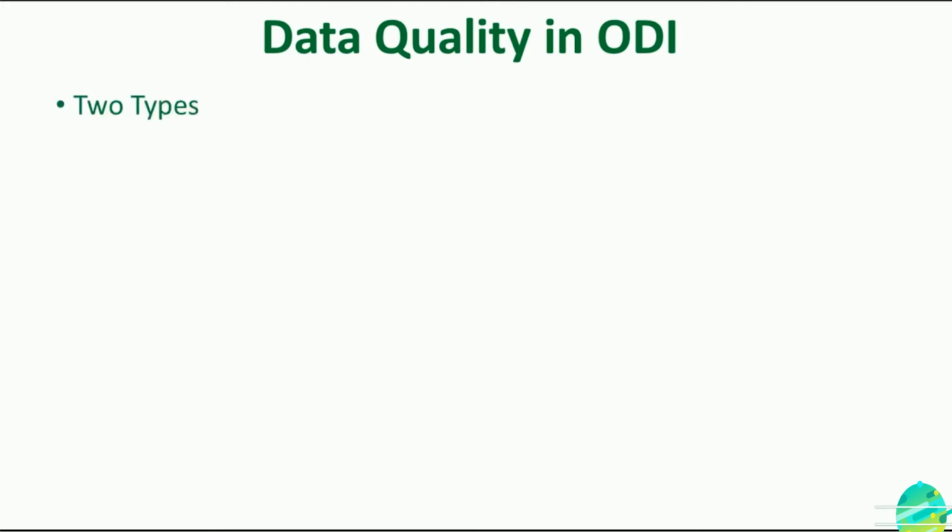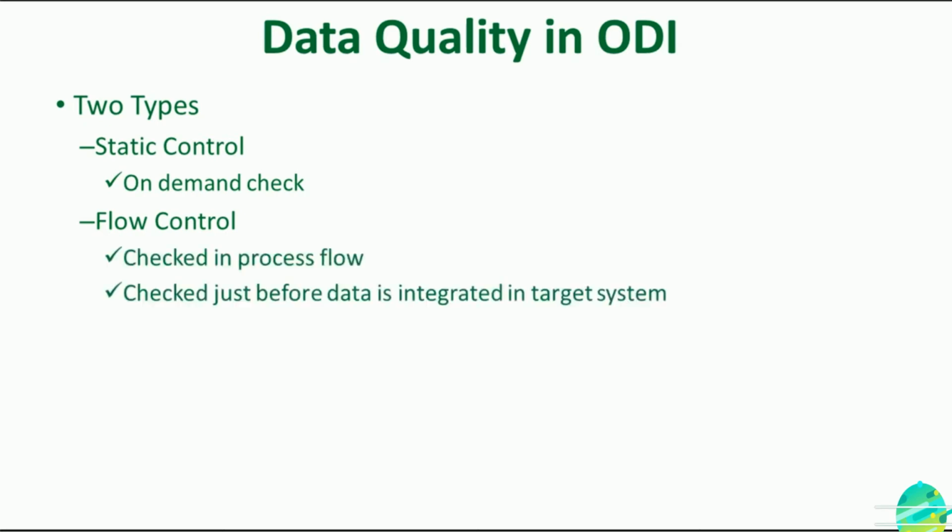There are two types of data quality control in ODI: static control and flow control. Static control can be performed on existing data. So these are predefined business rules, predefined quality control checks on existing data, and you can run these checks at any point of time. Flow controls are implemented with the process flow.